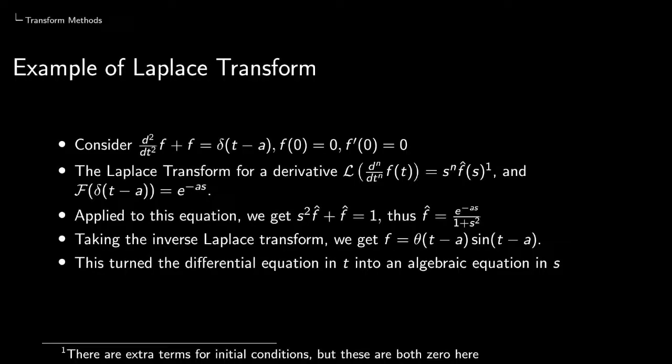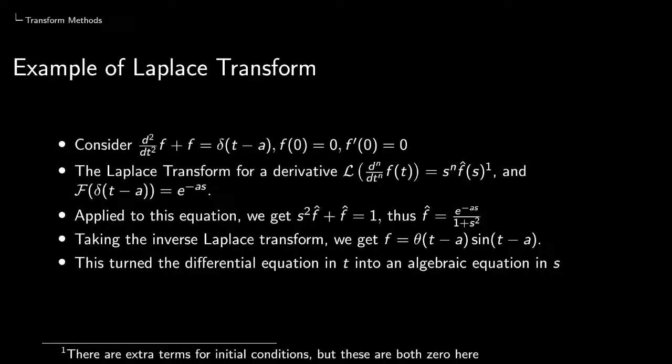So if you apply that into this equation, you get an equation in f hat, and if you solve for that, it's the rightmost one that is correct. F hat is equal to e to the negative as over 1 plus s squared. I forget what I originally had as a forcing function, but I figured this one was more interesting. The one is probably the forcing at time 0. That's probably where that came from anyhow.